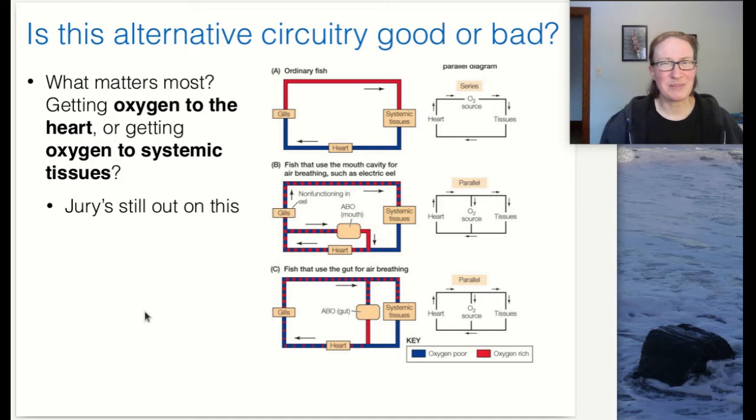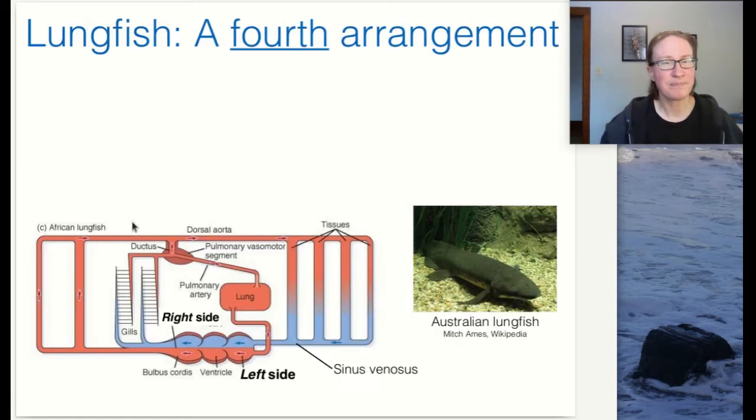So this seems a little funky, and it might make you ask a number of questions. One of those questions might be, is this really a good idea? There's no great answer to that question. Physiologists will debate what matters the most to the fish. Does it really matter that the fish's heart is getting enough oxygen, or does it matter more that oxygen reaches systemic tissues? Depending on what you think is more important, you could argue that this circuitry is either good or bad, but I don't think there's really a clear resolution to that question.